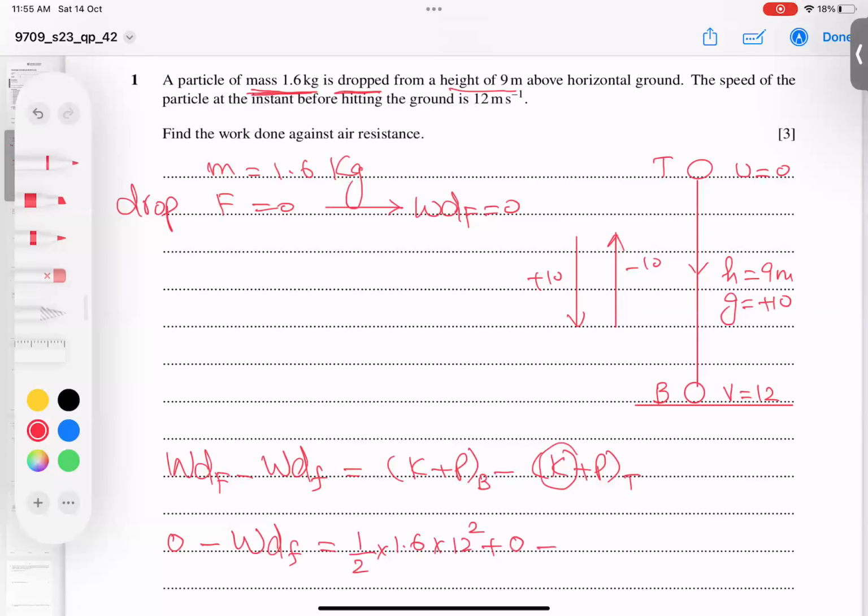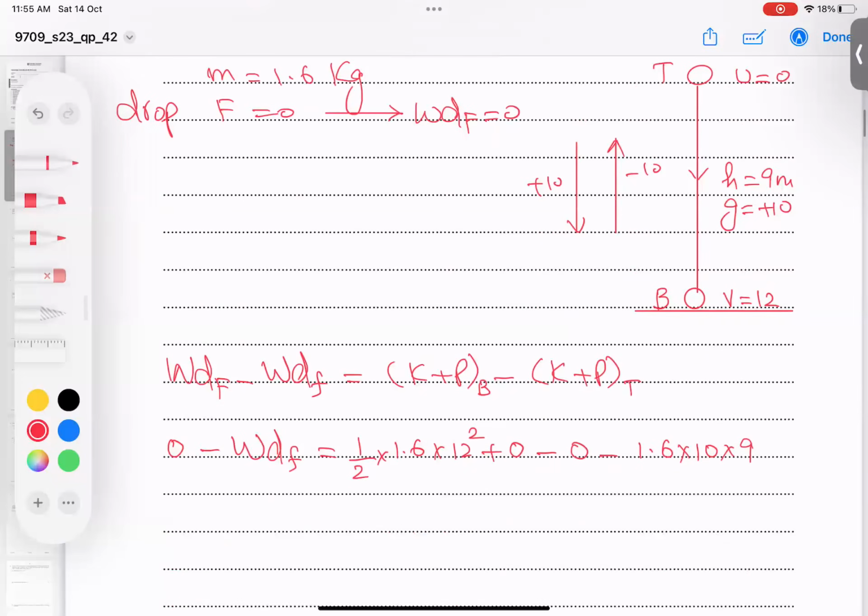What is kinetic energy on the top? T for top, starting velocity is zero, so this will become zero as well. Negative into positive gives negative, and potential energy again, mgh: mass is 1.6, g is 10, and h is 9 meters, and that's it. The rest, I just type in the calculator. Let me check. Let me type in a calculator.